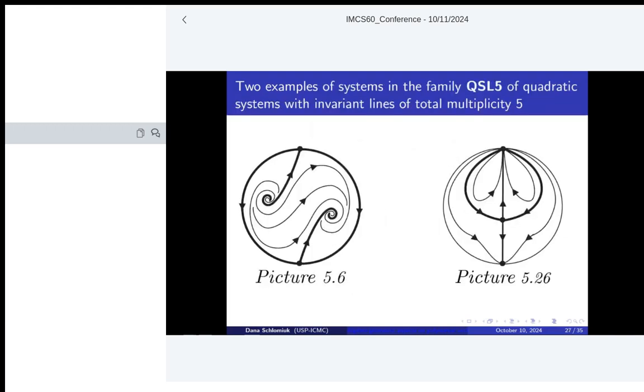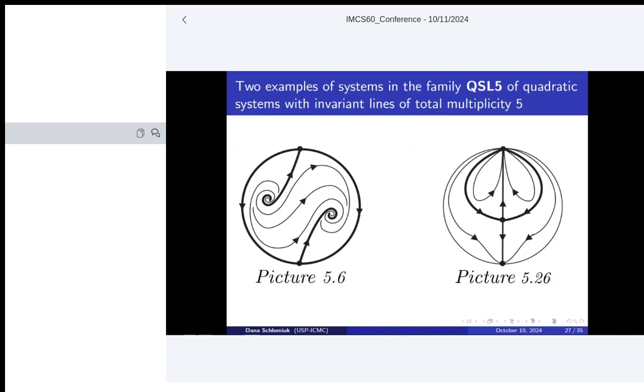Next page, please. Now here are 2 more examples from the class QSL5. So we must have on the left 5 invariant lines. Well, clearly here we see only 1, because we have the other 4 lines. We have 2 lines passing through the focus on the left side, which are complex lines, and 2 lines passing through the focus on the right-hand side. Both singularities here are dicritical, so we don't have any curve which is of Carnicer type. And on the right-hand side, we see the same thing. All curves go or originate from a dicritical point.